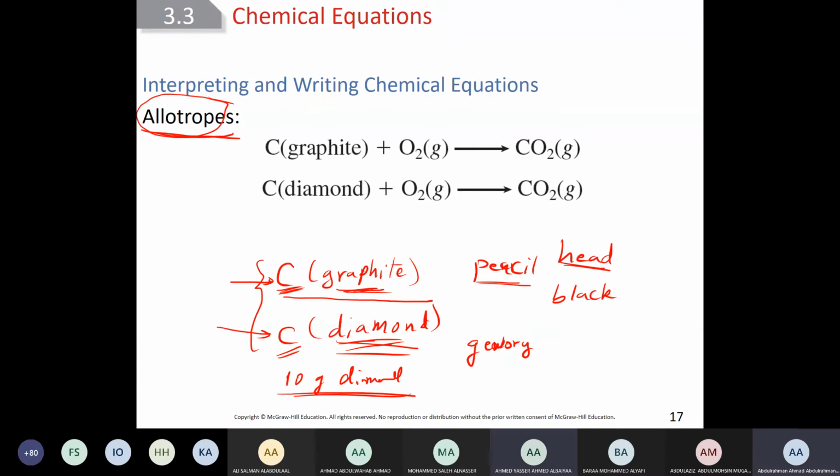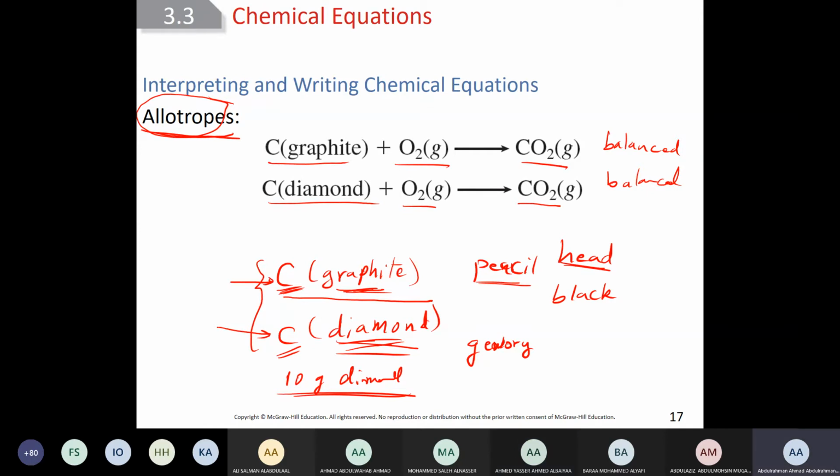Both of these, when we react them with oxygen, will give the same product because they are carbon with oxygen, and this will give you CO2, and this is CO2. Are they balanced? Yes. Doctor, is the difference between these two the percentage of the element? No, no, it is how the structure is.